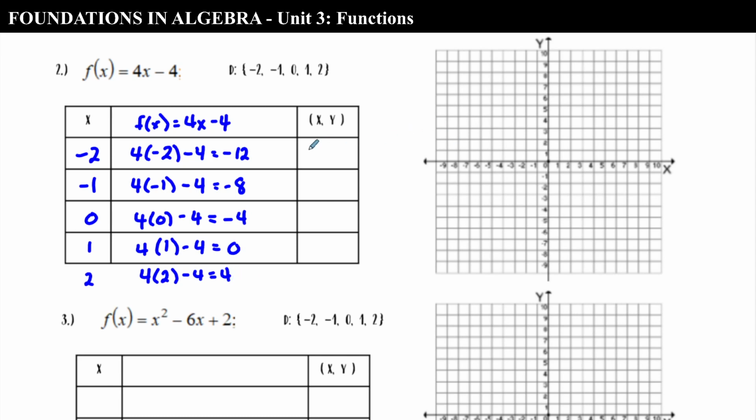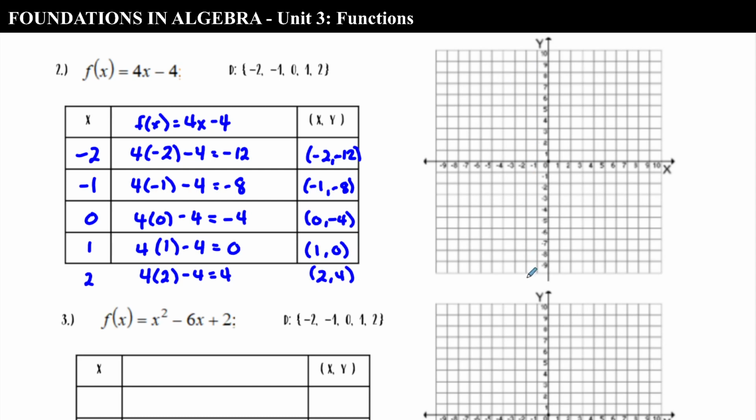So again, we're going to have a set of ordered pairs. Negative 2, negative 12. Negative 1, negative 8. 0, negative 4. 1, 0. And 2, 4. And we can graph those.